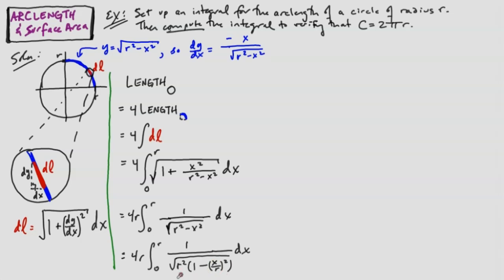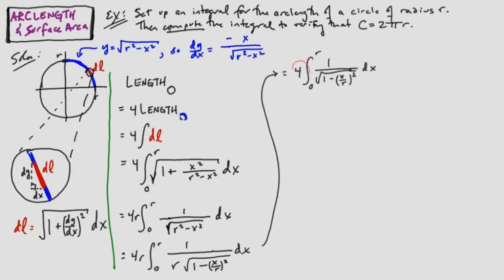That's not so bad, because the square root of a product is the product of the square roots, so that means I could write this as plain old r times the square root of 1 minus the square of the quantity x over r. Hey, that's pretty nice, because now I have this constant factor of r downstairs, which I could pull through the integral sign. And when I do that, I'll be left with just 4 times the integral that's left over.